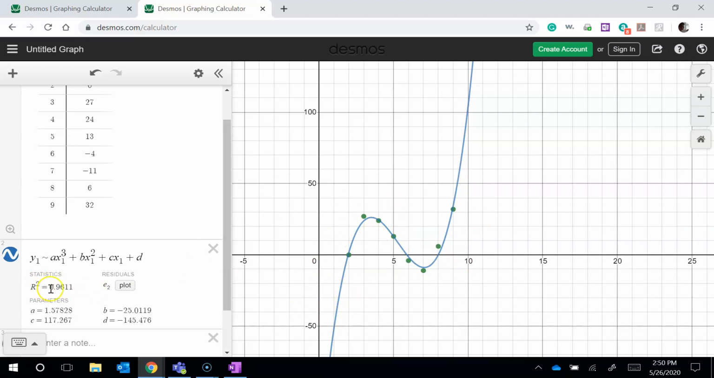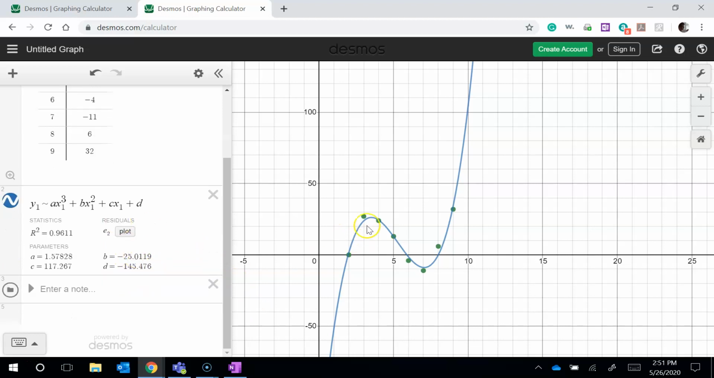Again, this little value here, this r squared, is telling me that there's some error, but it's still pretty good. The closer to 1 you are, the more perfect the data is. So this is saying it's a pretty good approximation, this cubic function here. And yeah, there's going to be some error between the actual data points and the function itself, because it's not a perfect cubic, but it's pretty close.